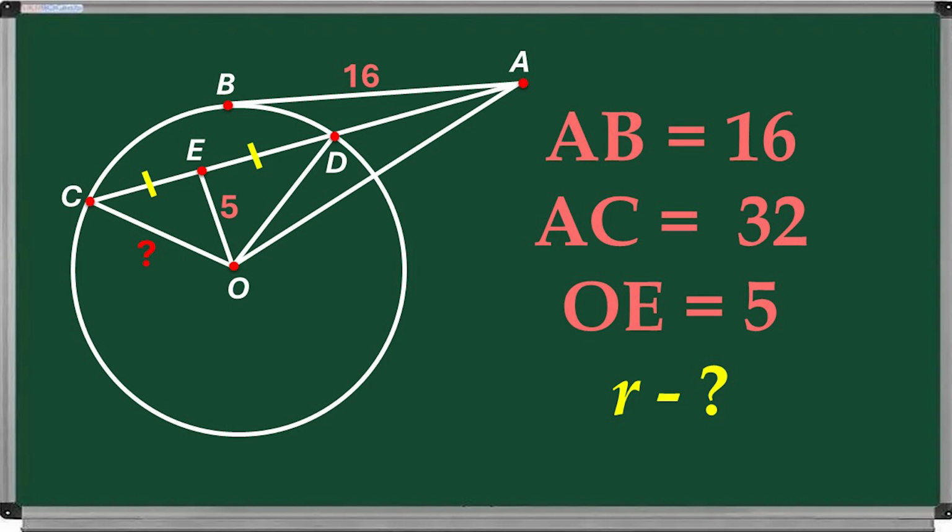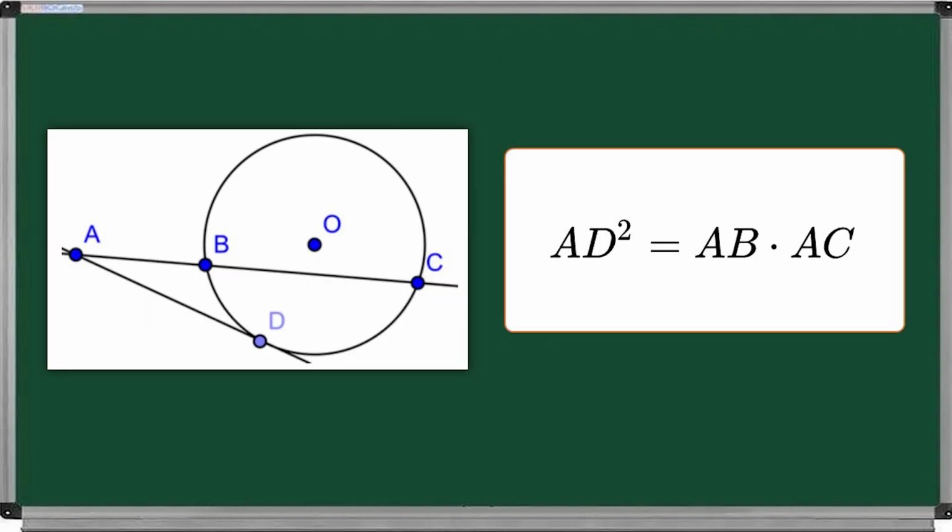The length of chord CD is the total length of the secant from point A, which is AC, minus the length of the external part of the secant, AD. This means our first step will be to find the length of segment AD using the tangent-secant theorem. Once we have AD, we can calculate CD, then find CE. With CE and the given OE, we can use the Pythagorean theorem in triangle OEC to find our final answer, the radius OC.